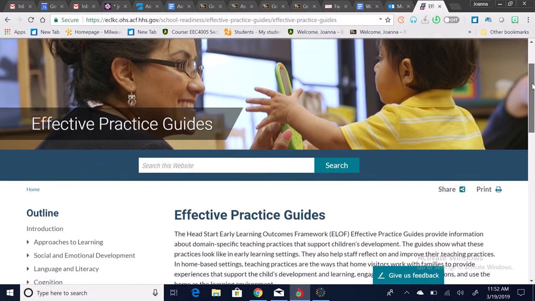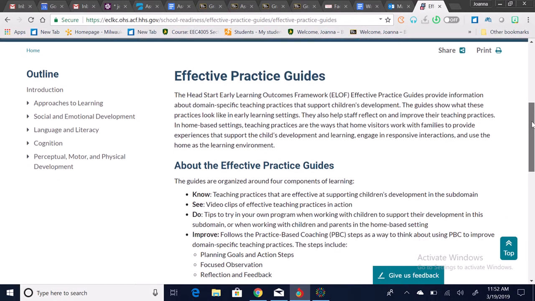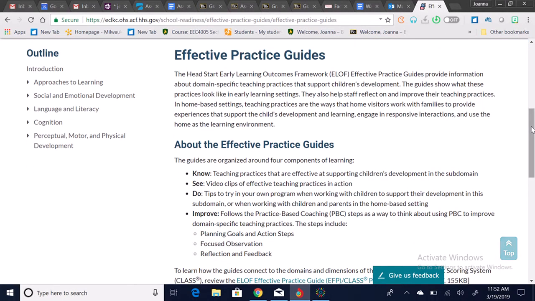So I wanted to just share with you how to move through this resource. And this is the Effective Practice Guide. The Effective Practice Guide really walks you through how to connect effective teaching practices with the domains of development.